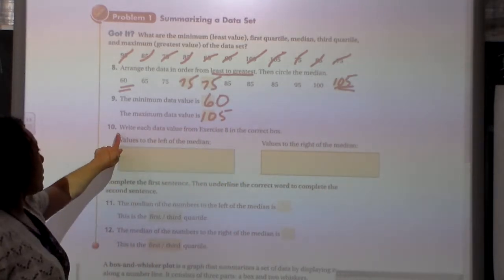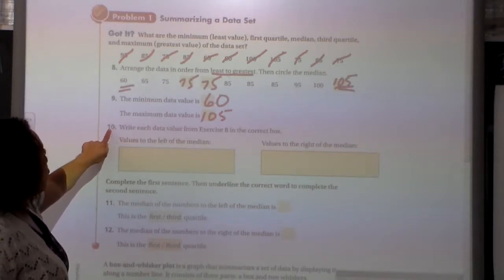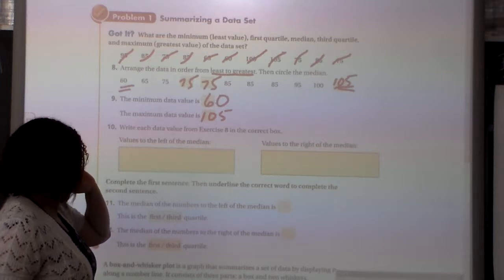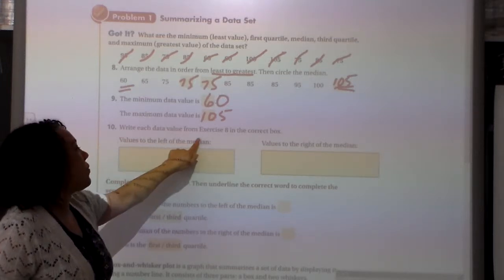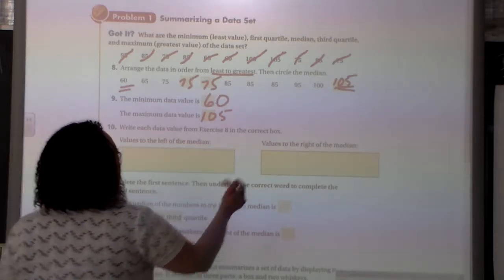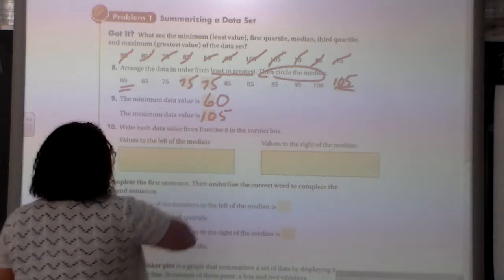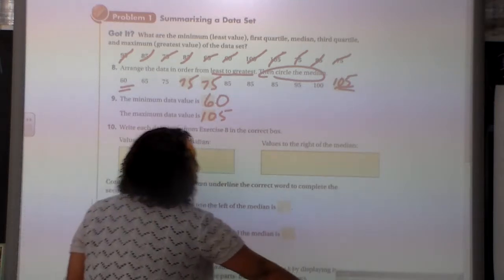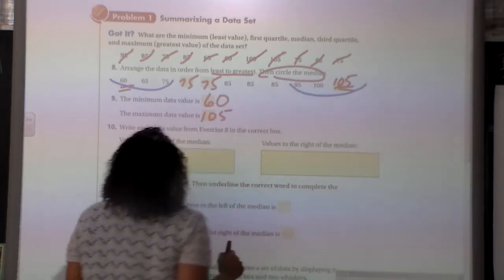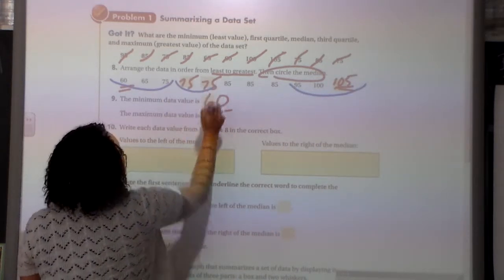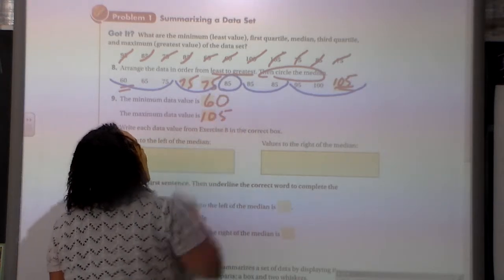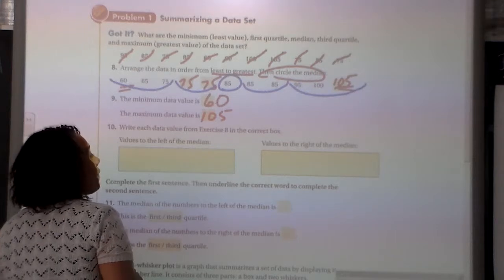So what we're going to do is write each data value from exercise 8, that's what we're working on here, in the correct box. The values to the left of the median. Well, that means we have to find the median, which it did tell us to circle. In order to circle the median, I have to count over. I'm going to go 3, 3. So I eliminated those. Then 2 and 2. I eliminated those. So the number that is smack dab right in the middle is 85.